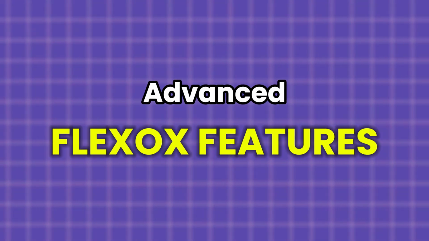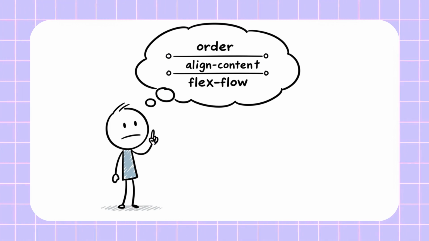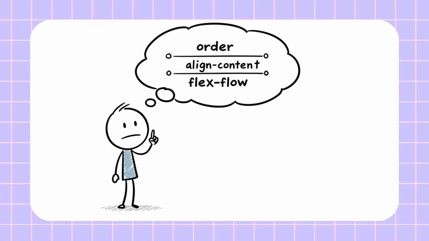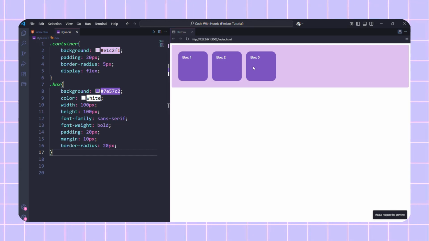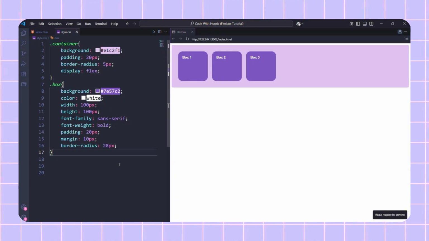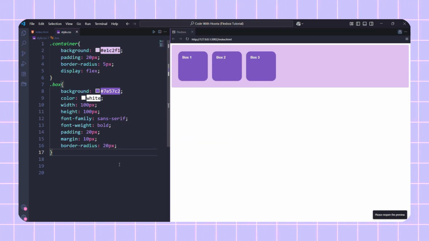Now that you have got a solid grip on the basics, let's explore a few advanced Flexbox features that can really take your layouts to the next level. We will talk about three properties here: order, align-content, and flex-flow. Let's start with order. By default, Flexbox items appear in the same order as they are in the HTML, but what if you want to change the visual order without touching the HTML at all? Flexbox makes that super easy using the order property.